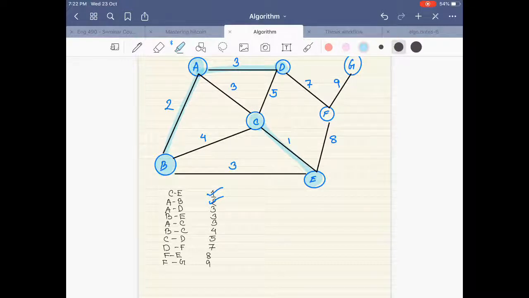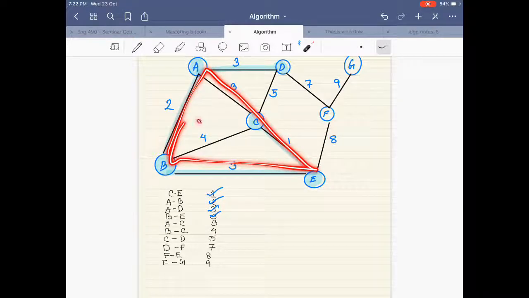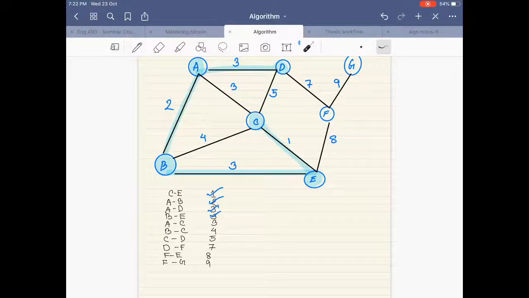So next up is BE, which is 3. Does this create any cycles? No, it doesn't. So this is okay too. So next up we have AC, which is 3. If we consider this edge, we're going to see that this creates a cycle. And remember, in Kruskal we cannot have any cycles, so we are not going to consider AC.